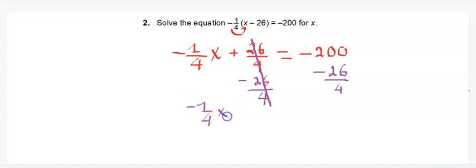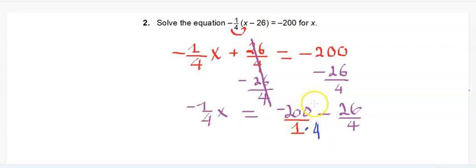So now you have -1/4x equal -200 minus 26/4. Okay, so now how do we take -200 minus 26/4? I'm going to turn -200 into -200/1, which is the same thing as -200. The reason I do that is so I can find the common denominator so I can subtract them. Okay, so the common denominator of 1 and 4 is 4. So I'm going to multiply 1 times 4, and then I'm going to take -200 times 4. Okay, does that make sense?